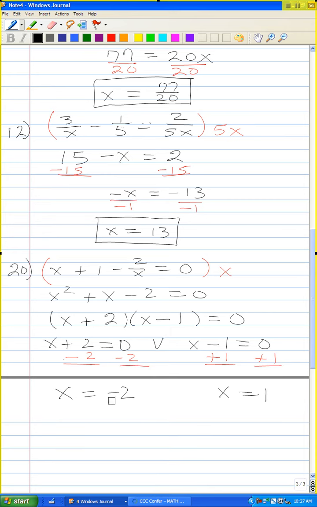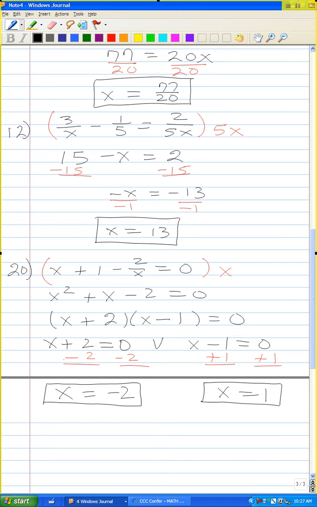When x is negative 2, I don't divide by 0, so this is a solution. When x is 1, I don't divide by 0, so again, that is a solution. So in this case, I have two solutions.